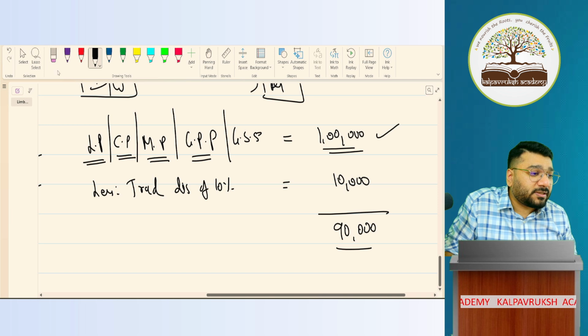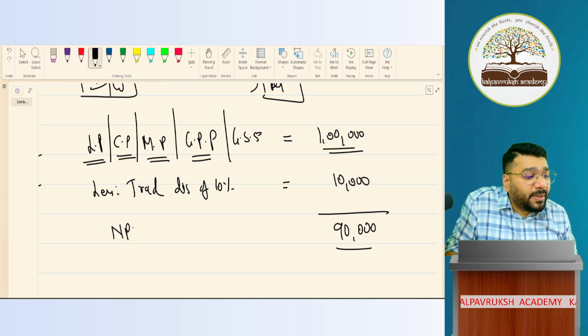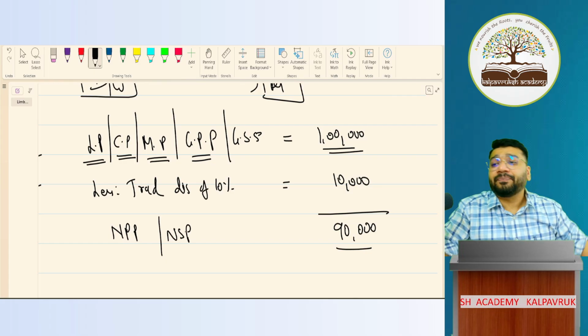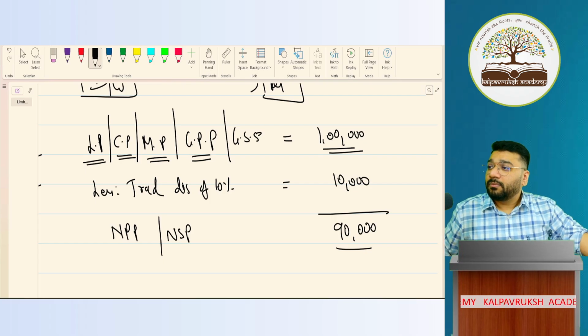What do we call this? We will call this as net purchase price from the buyer's point of view or net selling price from the seller's point of view. Got it? Not got it? Tell me people, got it?